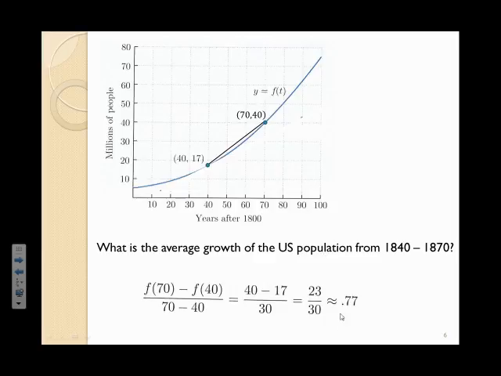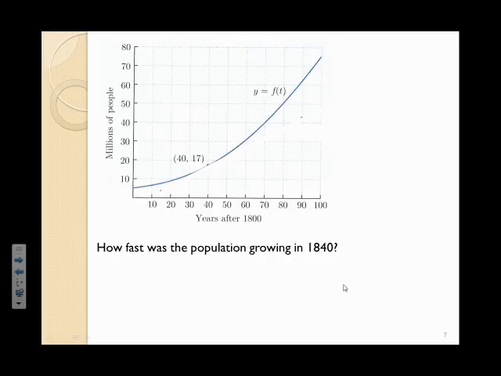The average growth per year would be 0.77 million people, or 770,000 people per year. Now, how fast was the population growing in 1840? We don't want to find the average here because we're looking at just one point. How fast was the population growing in 1840? Well, we're looking for the growth in one specific year at one time. That would be the instantaneous rate of change.